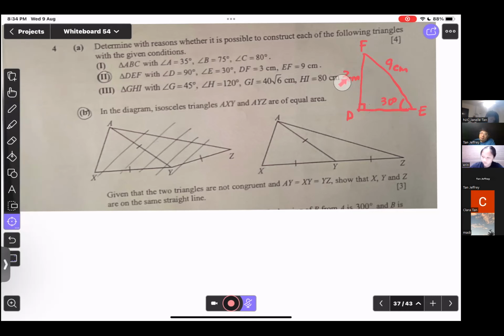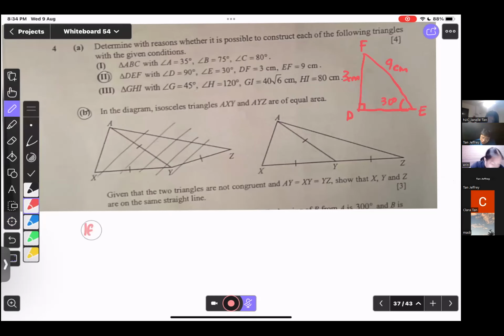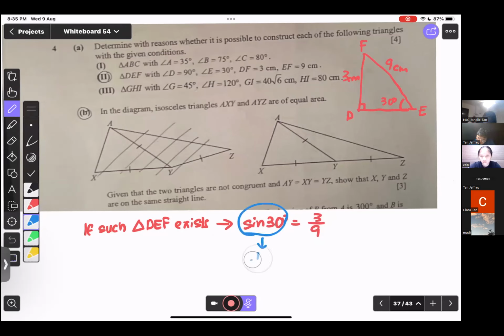So look at this. If I consider 30, this will be the opposite and this will be the hypotenuse. By right, if such a triangle exists, then by Torcaso you should have sine 30 degrees equals 3/9. But you know that sine 30 equals half. It's not equal to 3/9. So this triangle cannot exist. Is that okay?